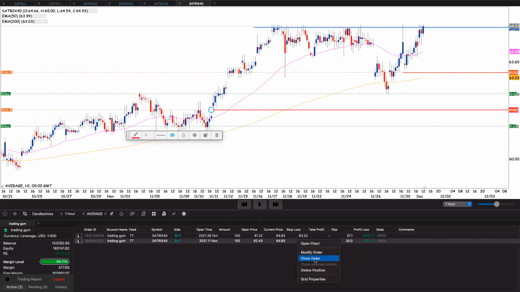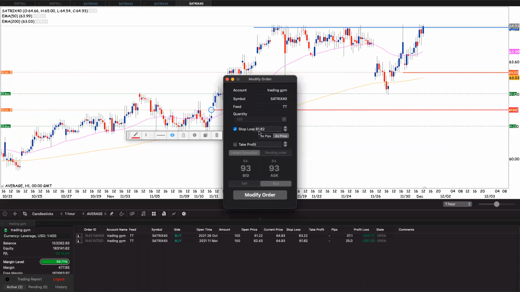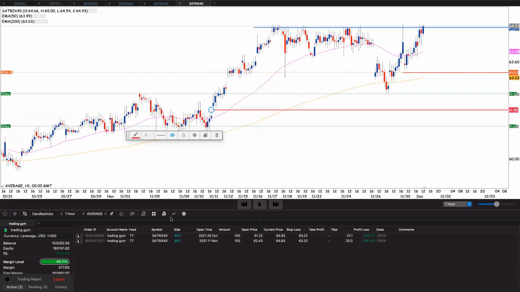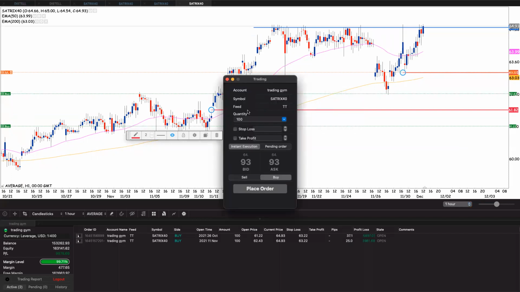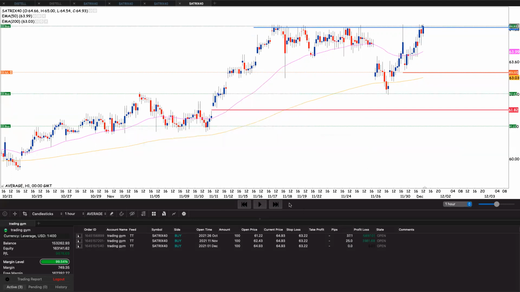Modify, 63.22. Modify. And then I do what? Because my stop loss is above that last entry point, I add to my position.